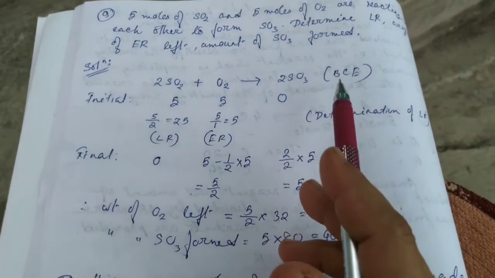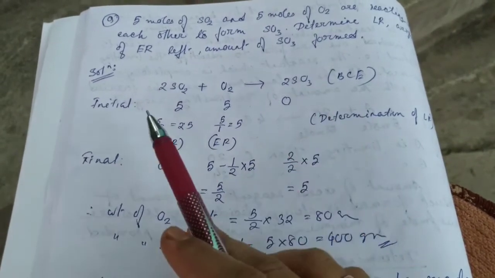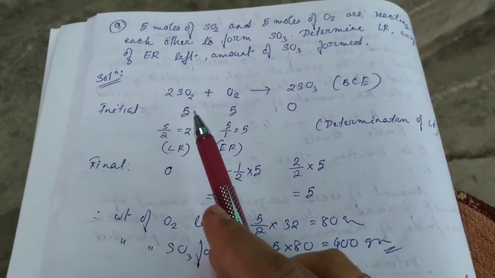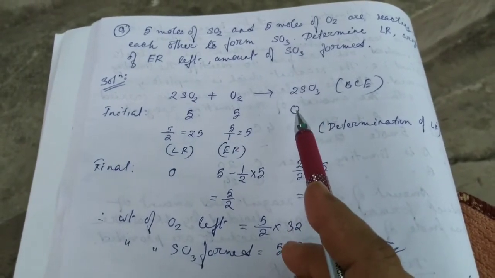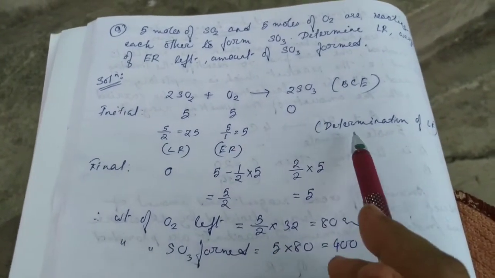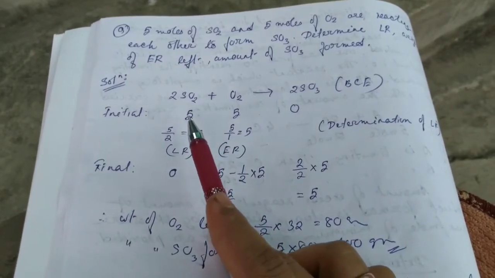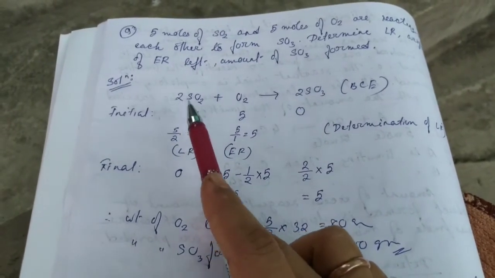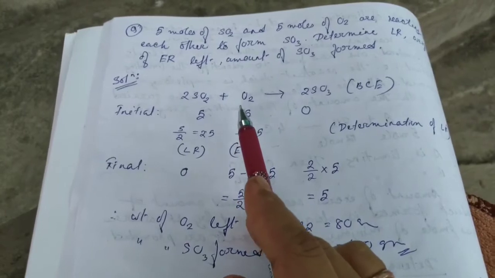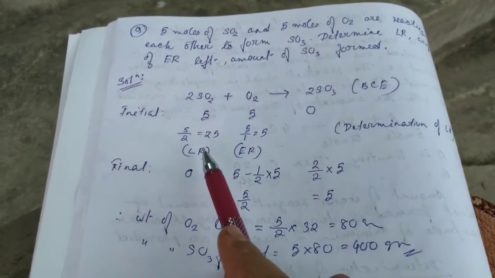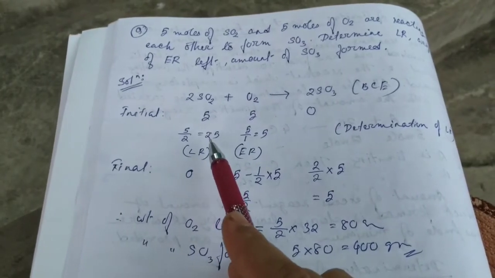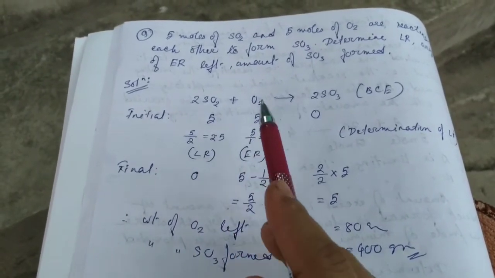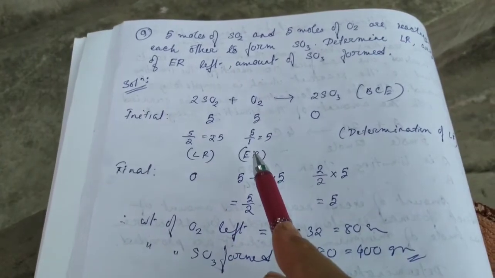First of all, you make the equation balanced. Initially it was given 5 moles of SO2 and 5 moles of oxygen. Obviously initially SO3 will be 0. Now you determine the LR, that is, divide 5 by 2, its stoichiometric coefficient, and 5 by 1, its stoichiometric coefficient, and you will get sulfur dioxide as the LR because its value is 2.5. So oxygen will become your ER.